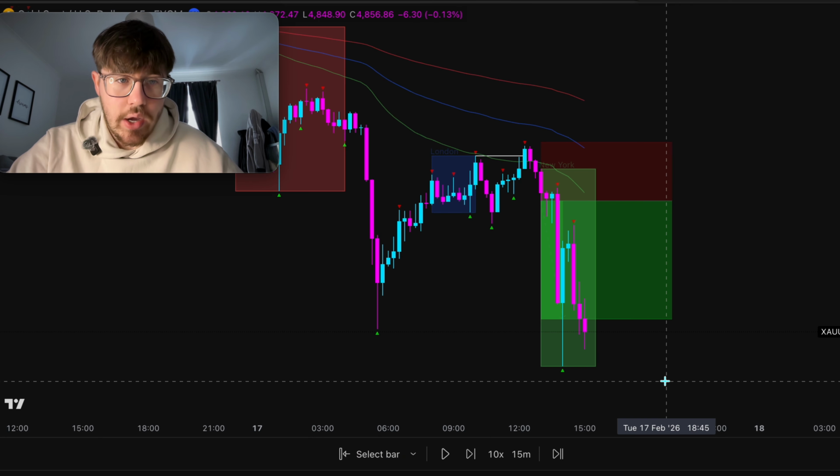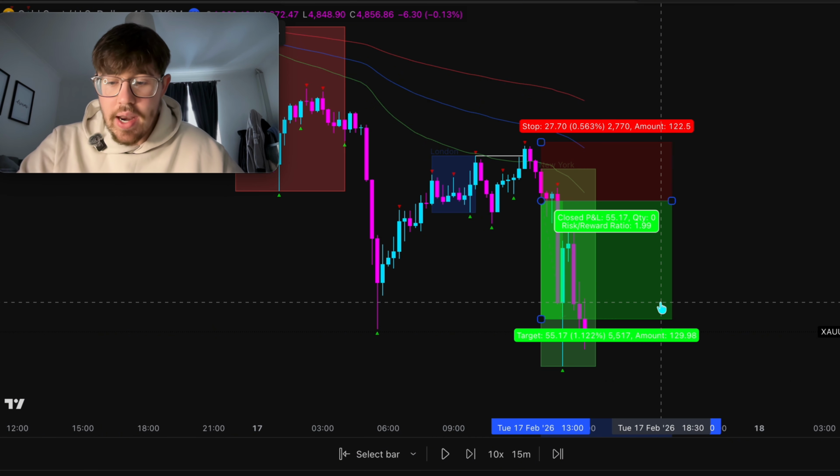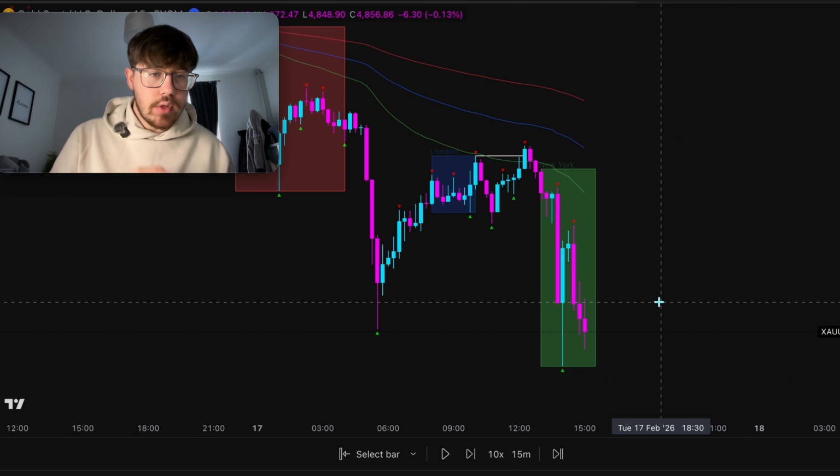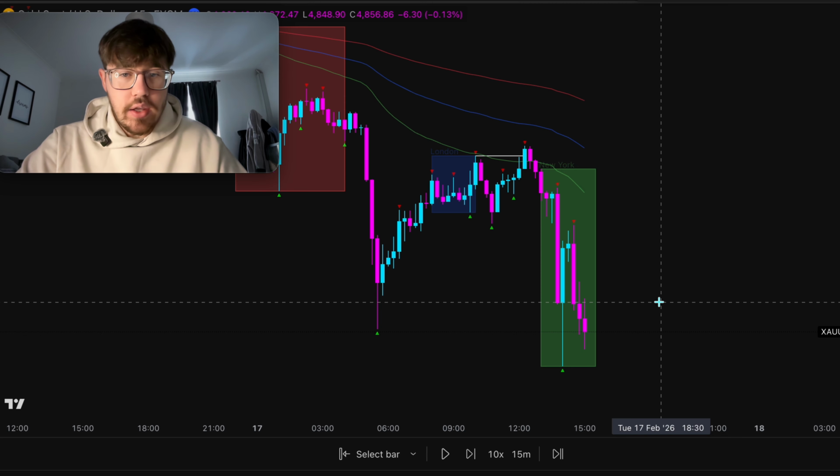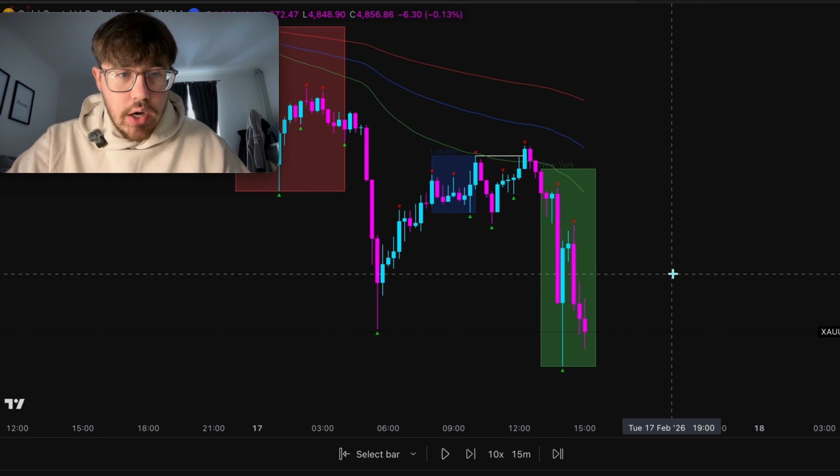As you can see, we hit TP within around 45 minutes on this trade. We're now up 4R in total on the week. Let's move on to the next trade that we took.